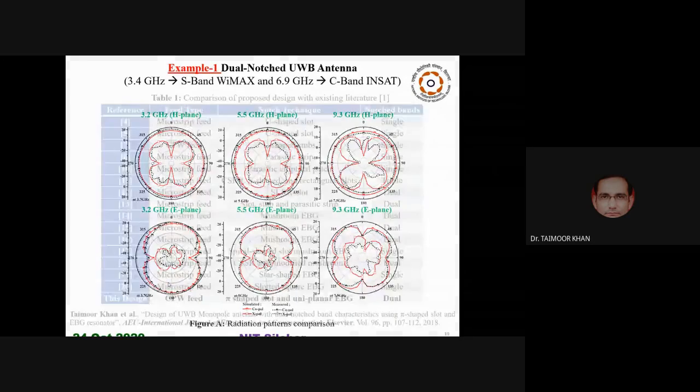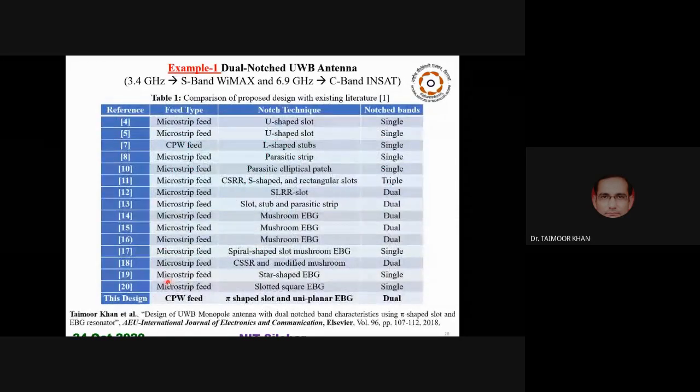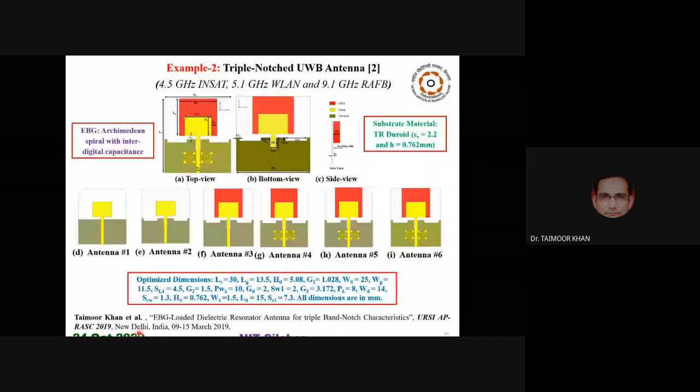And come to the next one, that is the performance comparison of the design with the existing literature. It is based on a coplanar waveguide fed pie-shaped slot and unipolar EBG, which is giving you a dual notch characteristic. And this work was published in the International Journal of Electronics and Communication, AEU.